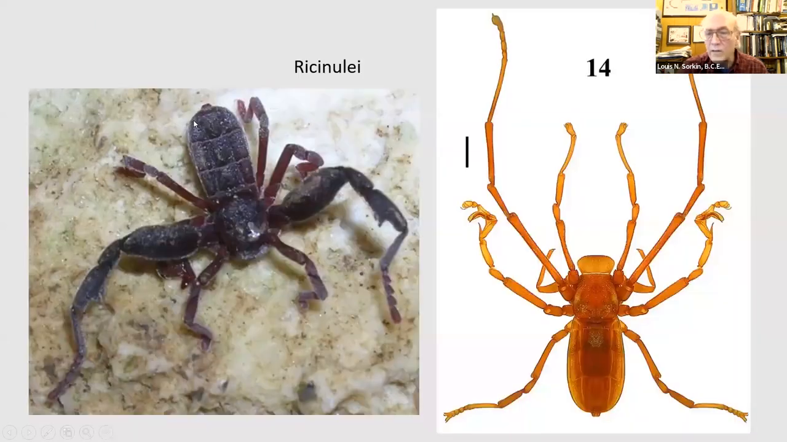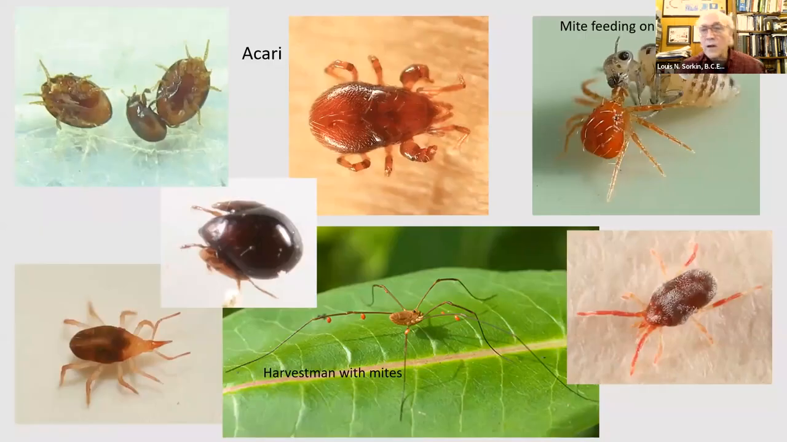Many of these are leaf litter and cave-dwelling creatures. And now mites, another group. Some are parasitic, like the mites here on the harvestman. Some are phoretic, and I'll have a picture of that later. Some are predaceous. Some are plant feeding, stored food product feeding.